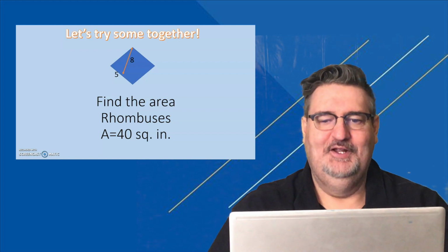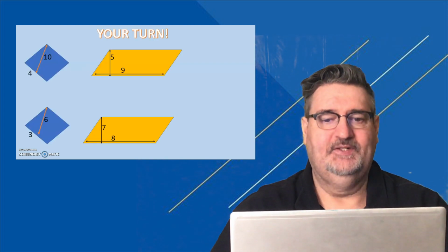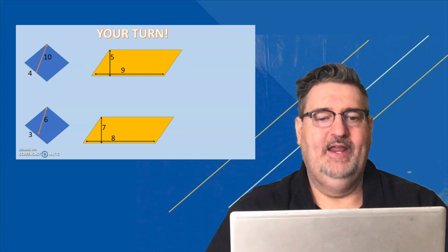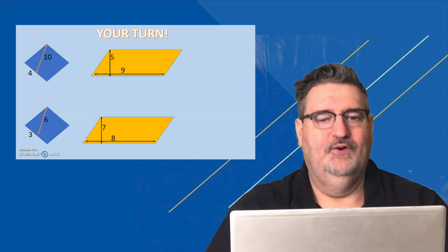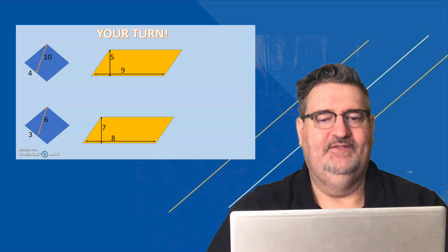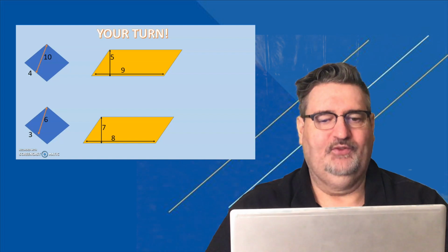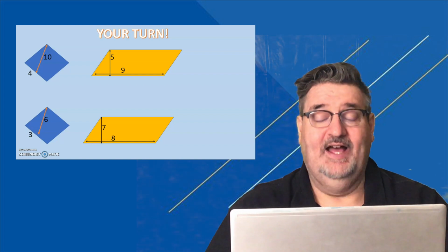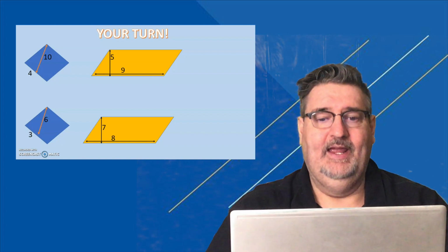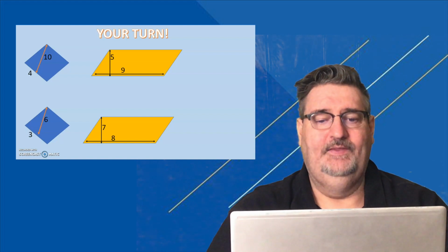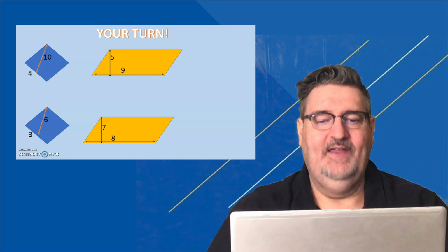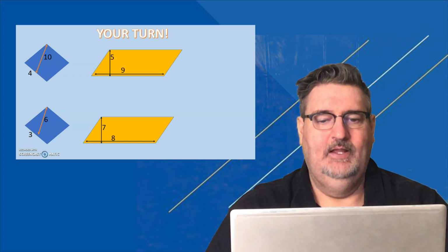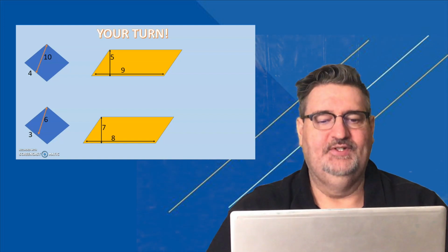All right, now let's take a look at this section. This is your turn. We're going to look at some problems right now, and we'll give you some time to solve those. On the left side, we have 2 rhombi. The first one has a base of 4 and a height of 10. The bottom one has a base of 3 and a height of 6. And we have 2 yellow parallelograms. The first one on top has a base of 9 and a height of 5, and the one down below has a base of 8 and a height of 7. We'll give you a couple minutes to solve that.